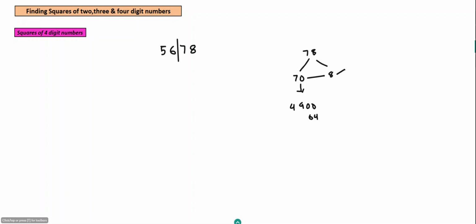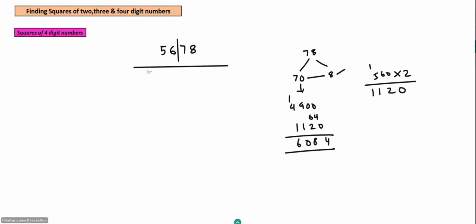And then we multiply these two, that will be 560, and double it. So that will be 1120. We'll add all the three numbers. So this will be 6084. But we have to write only the right two digits, that is 84, in our answer, and then take the 60 as the carry. Now we have to multiply these two numbers, double it, and then add with the carry 60.